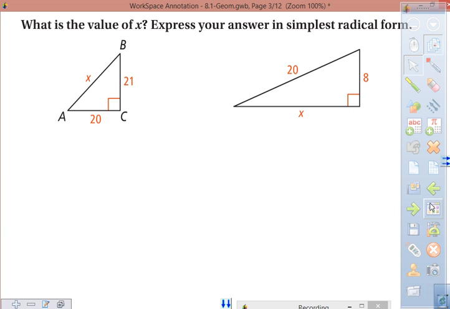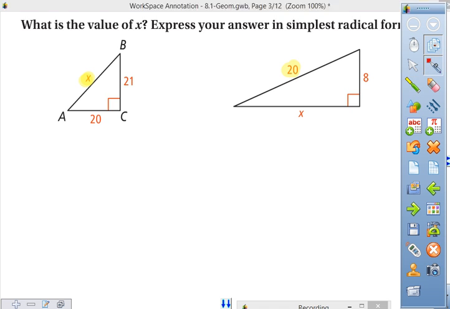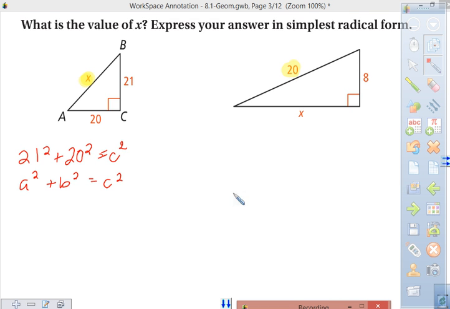So here are some examples. What is the value of x? Express your answer in simplest radical form. So I'm just going to highlight the hypotenuse. Here's the hypotenuse, and then I'm going to write out the Pythagorean theorem. So here's what that would look like.